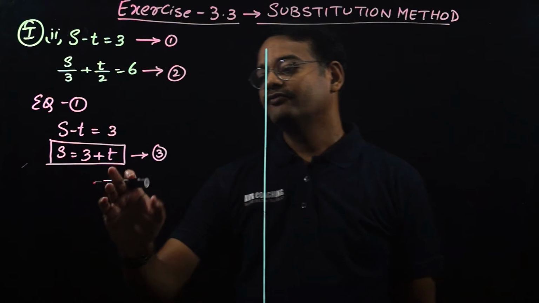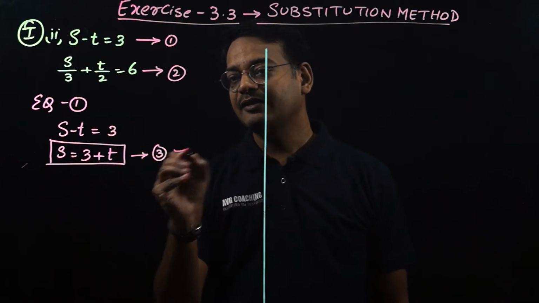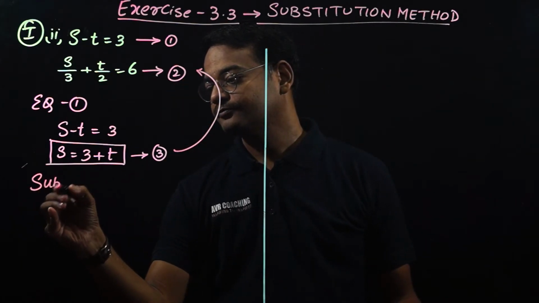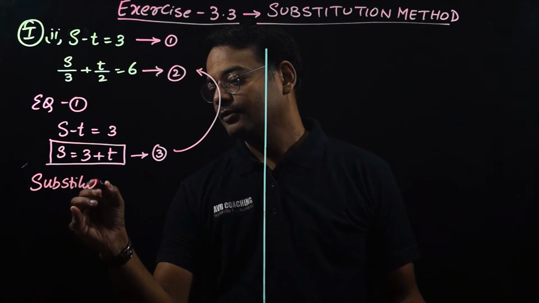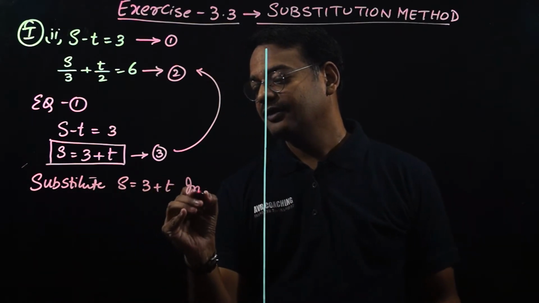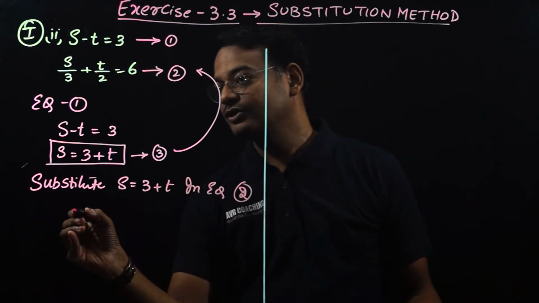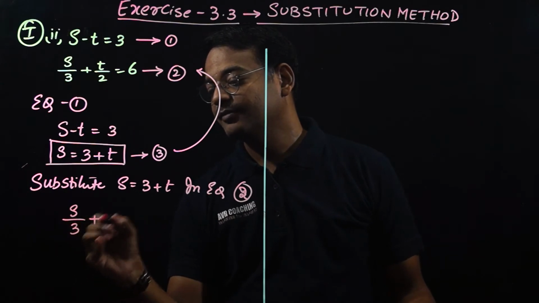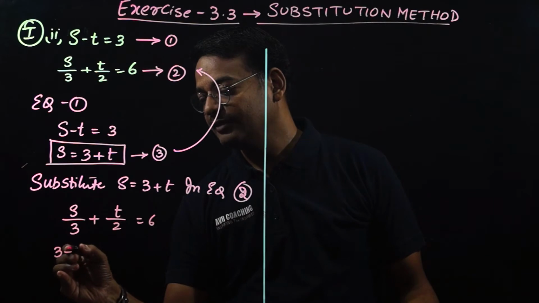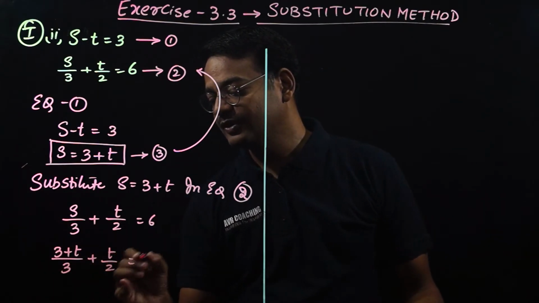Now what I will do, we'll substitute s equal to 3 plus t in equation 2. Okay, now what is equation 2? s minus 3 plus t by 2 is equal to 6. So s will be 3 plus t, 3 plus t by 2 is equal to 6.